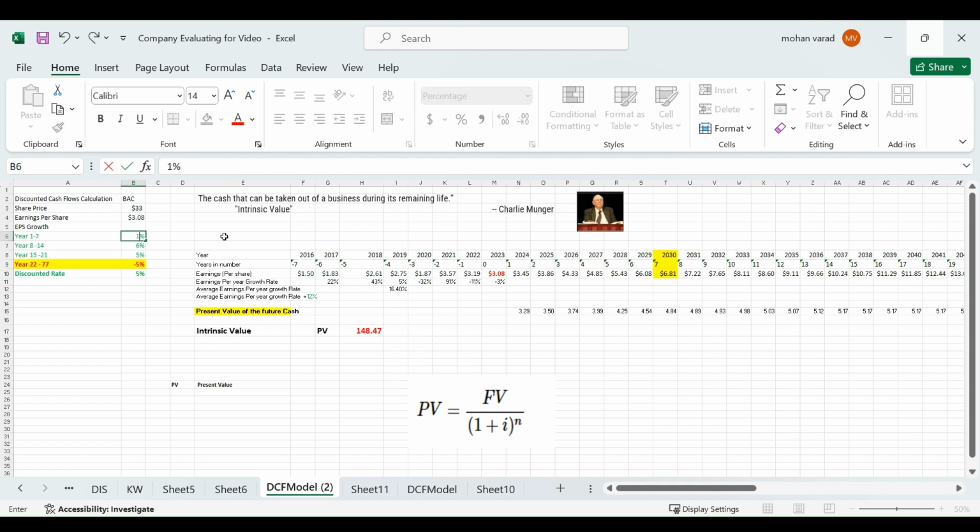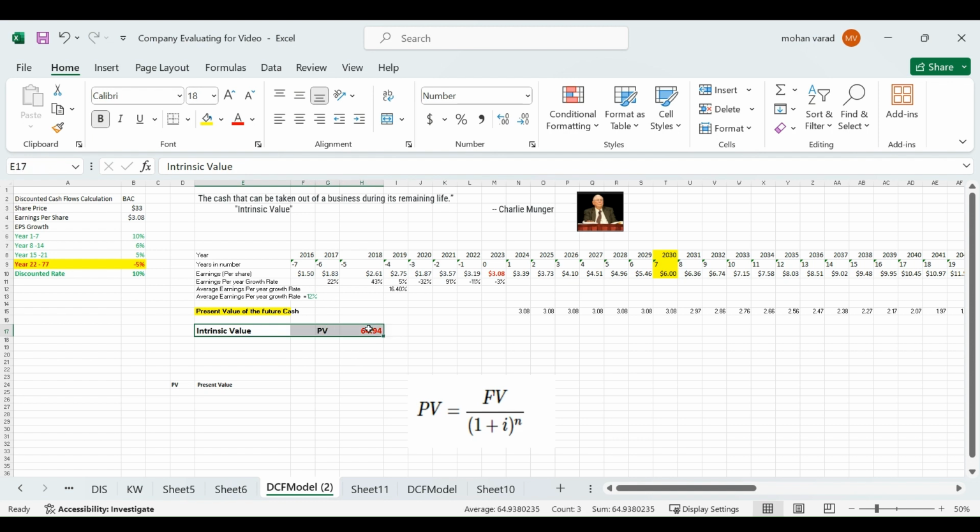Now let me play around with these numbers here. For the 1 to 7 year, I will put 10%, just to be on the conservative side. And the discount rate, I will change it to, let's say, 9%, which is the index return rate, and for years 8 to 10, 4 to 7%. I'm trying to play around with all these values and putting in conservative rates. When I put like 10%, I see $64.94 of present value, or the intrinsic value.